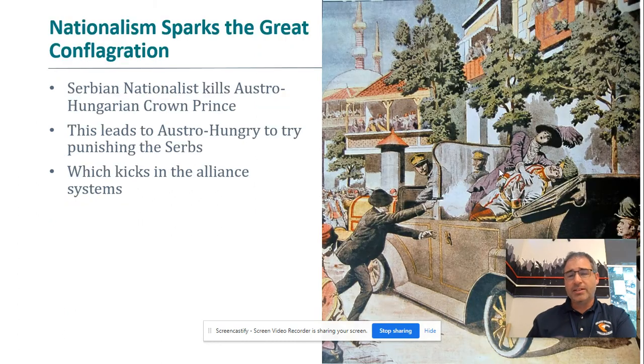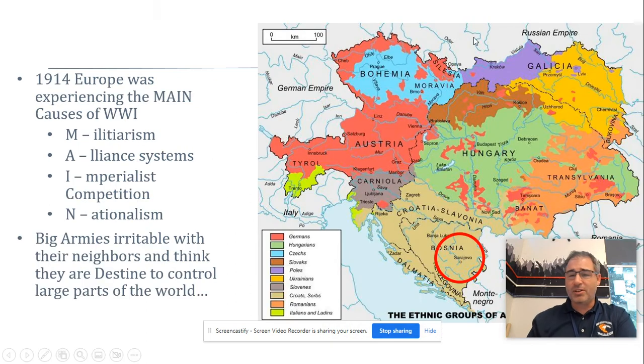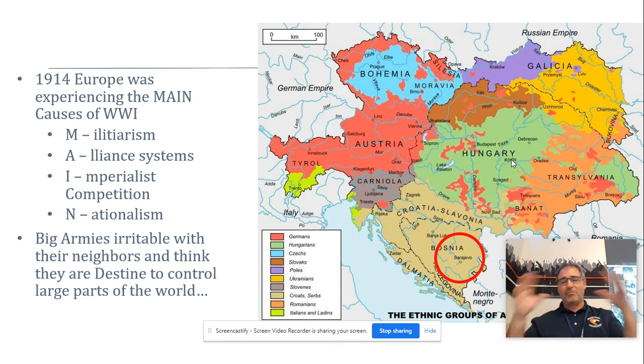Okay. Nationalism is important because all of these different colors around here are national groups. Okay, so nation does not mean the same thing as country. A country can have many nationalities within it, and each one of these different colors is a different nationality within the bigger country of Austria-Hungary.